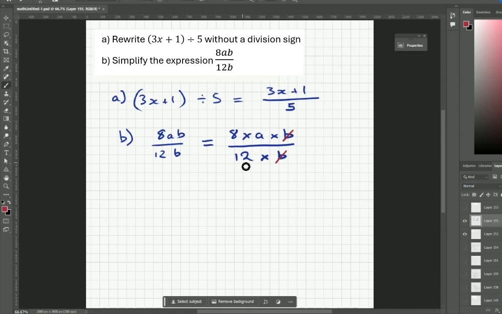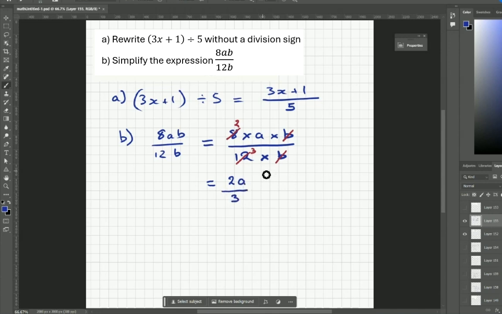So if we divide the top and the bottom by 4, we get 8 divided by 4, which is 2, and 12 divided by 4, which is 3. Now we can rewrite our fraction as 2a over 3. And we're done.